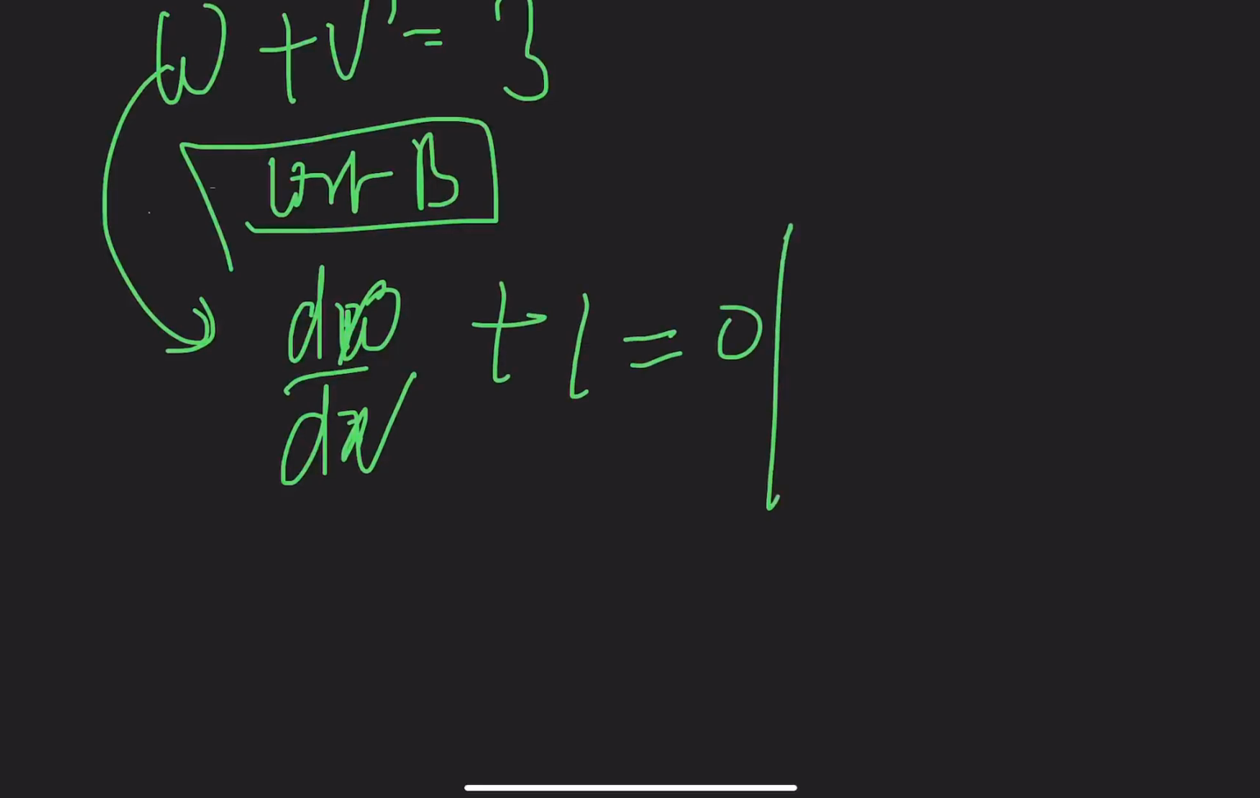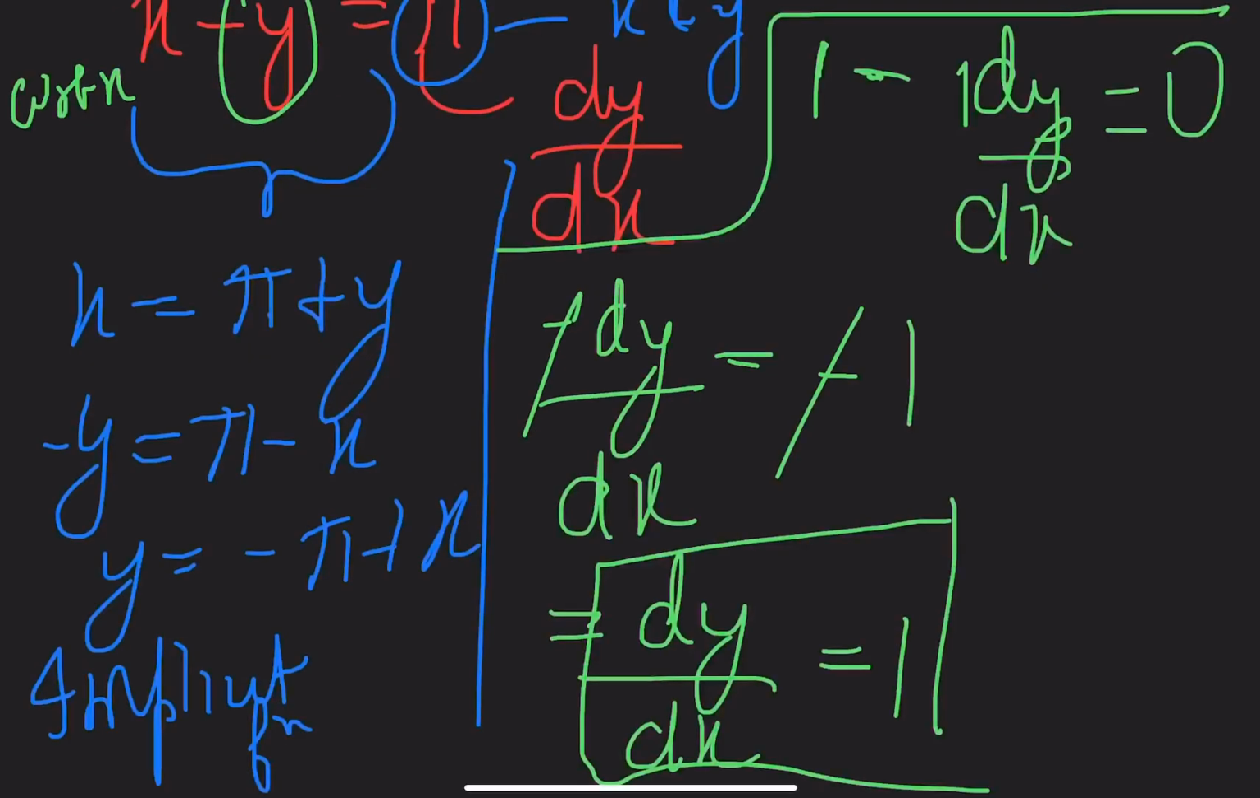Why am I including this dw by dv here? This is because I am differentiating it with respect to v, and this is w. Whenever you have to differentiate with respect to another variable and there is a different variable involved, you have to include it in some way, or just write it as dw by dv. The same thing we have done here as well.